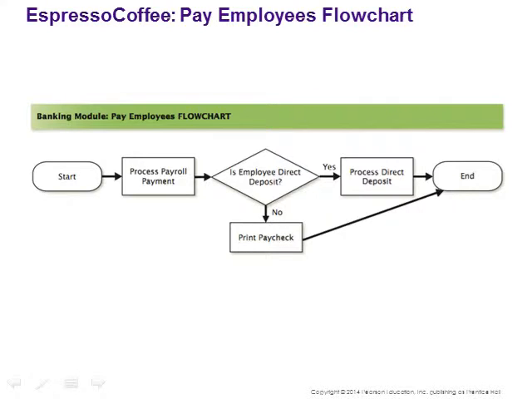So now we're at the pay employees phase or stage, and we can see that we have this high-level flowchart. We process the payroll payment, and we reach a decision once we process the payroll payment. Is the employee direct deposit, where we're going to deposit it directly into their account, or do we have to cut a check for them? If it's yes, employee direct deposit, we're going to process the direct deposit and it will just automatically be deposited into their bank account or accounts. If it's no, that means we have to print a paycheck. If we print a paycheck, we skip the process direct deposit and go straight to the end. Again, high level flowchart.